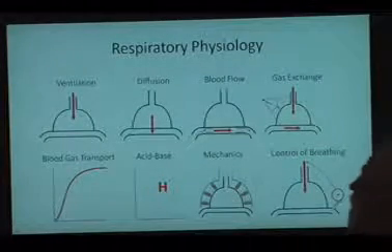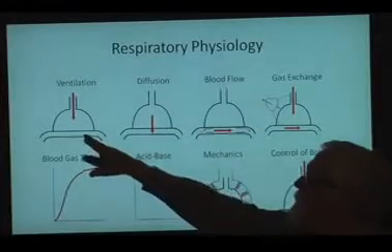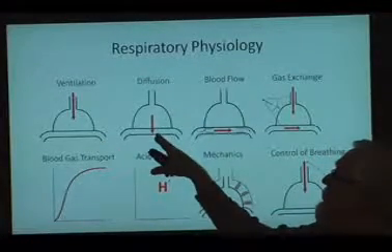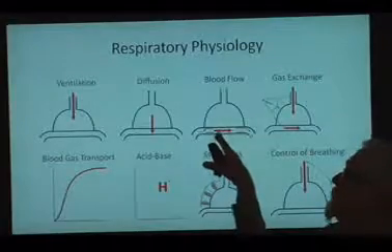So, then, where does this leave us? Well, we talked about ventilation, we talked about diffusion, today we talked about blood flow.